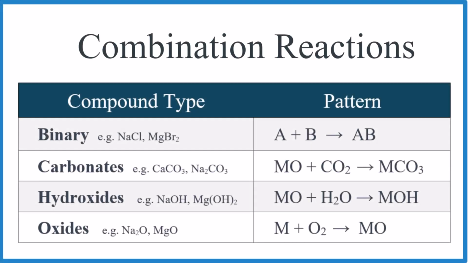Predicting the products of these combination reactions can be a little bit challenging. So we have our general form where two things come together to form one thing. But then you can classify it into other types of combination reactions, and they have these patterns. So you got to learn the patterns. These are the main ones you need to know.